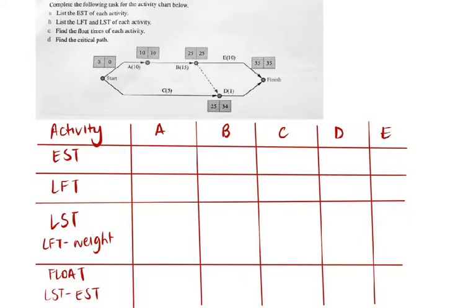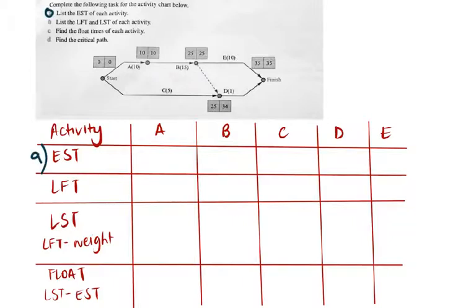It says complete the following task for the activity chart below. The first thing that we're going to do is list the earliest start time of each activity. We're then going to list the latest finish time and the latest start time. We're then going to find the float times of each activity, and therefore we're going to be able to identify the critical path. We're going to use a table very similar to the one that we used when completing the previous chapter.